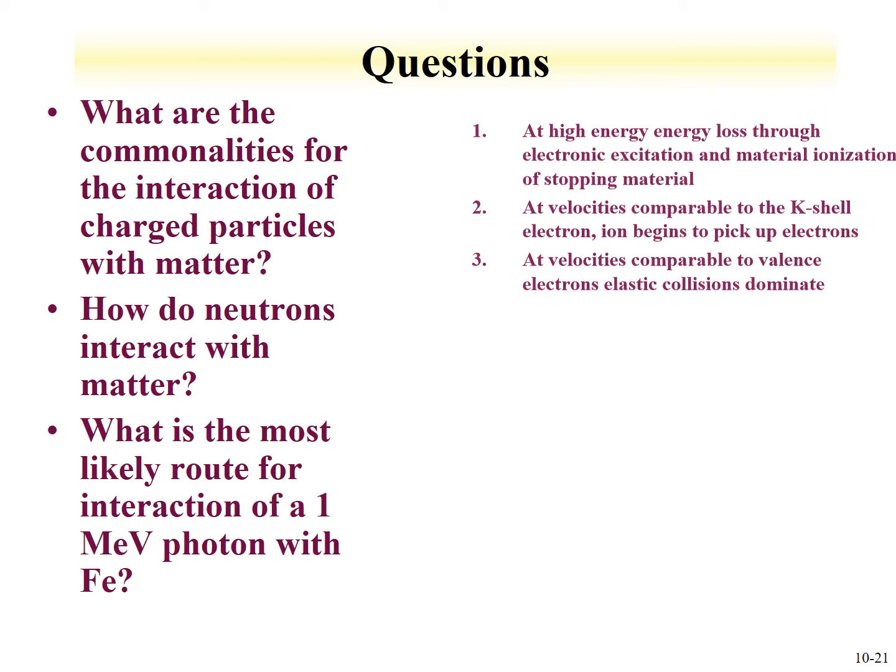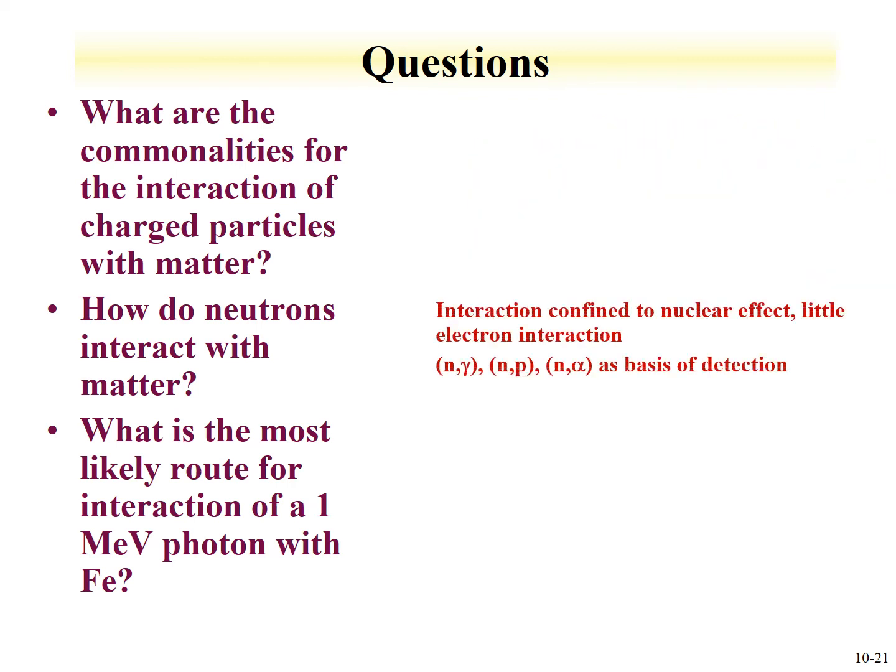And how do neutrons interact with matter? Well, they are primarily confined to nuclear effects. There's little electronic interaction for neutrons. So you have n-gamma, n-proton, n-alpha, for instance, as the basis of interactions and detections. So if one wants to make a neutron detector, one wants to use a material that has a high neutron interaction, which can then be observed through the interaction of that material.